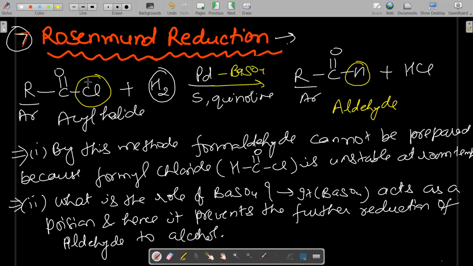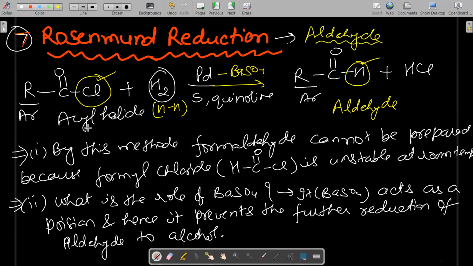So in this reaction, what happens? The acyl halide in which the Cl group is reduced by hydrogen. So this hydrogen, that is H2. So what is the Rosenmund reduction? It is the reduction of acyl halide to aldehyde. Means COCl changed to CHO, aldehyde group. So this method is for formation of aldehydes. By this method, ketone cannot be prepared, only the aldehyde can be prepared using palladium BaSO4.